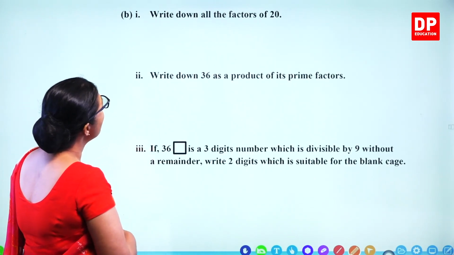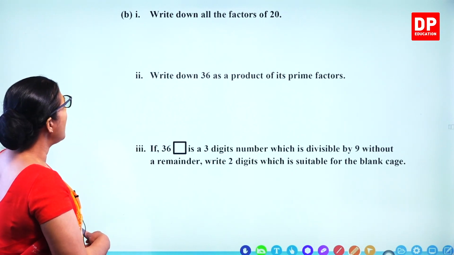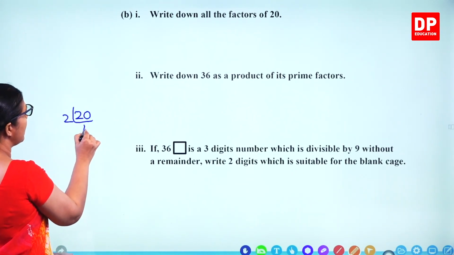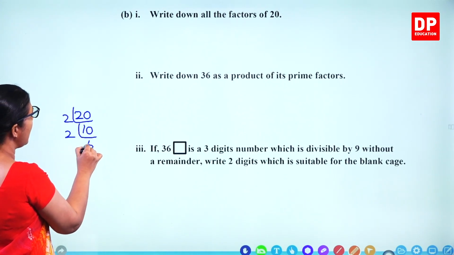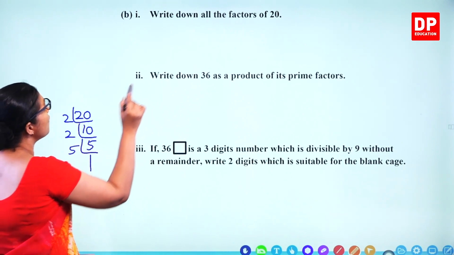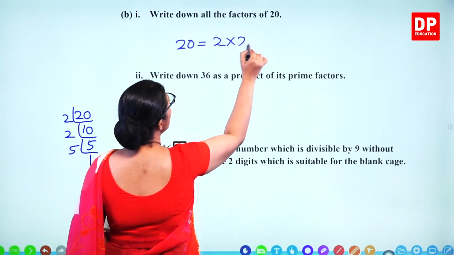Part B, write down all the factors of 20. So we can divide and write down. 20, you can divide by 2. You get 10. Divide by 2 again, 5. Divide by 5, you get 1. So what are the factors of 20? 2 times 2 times 5.